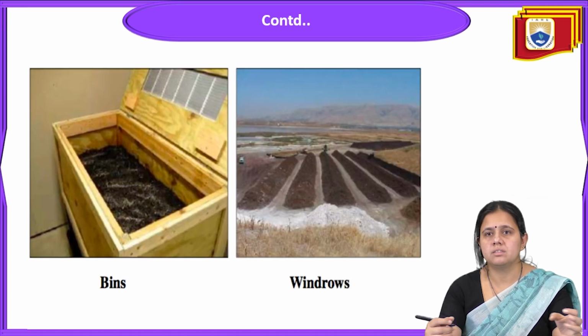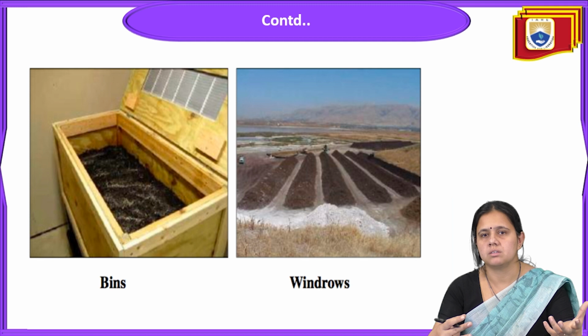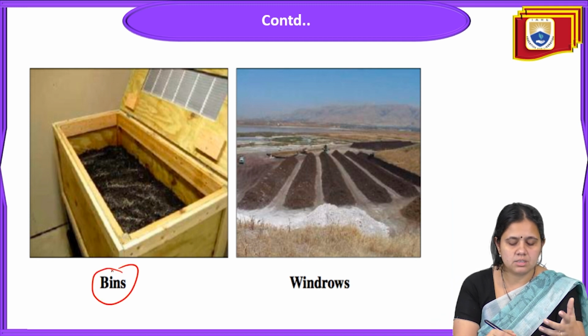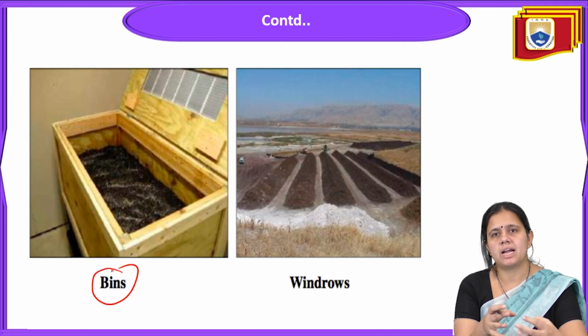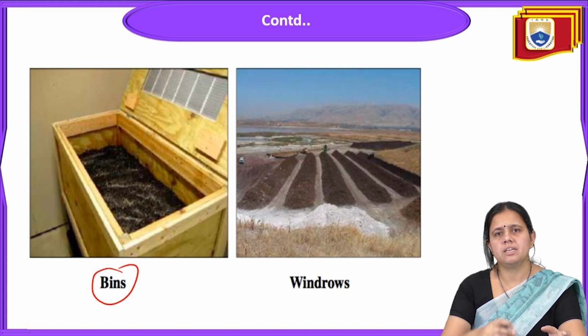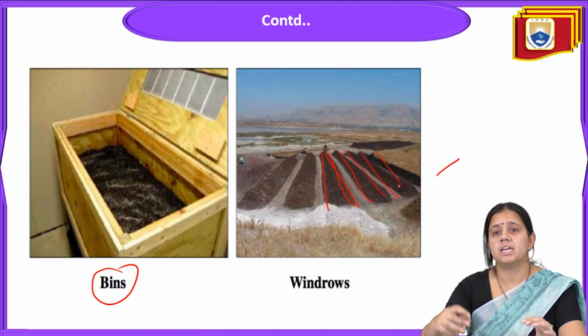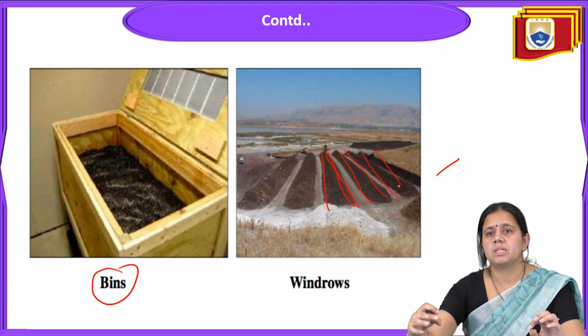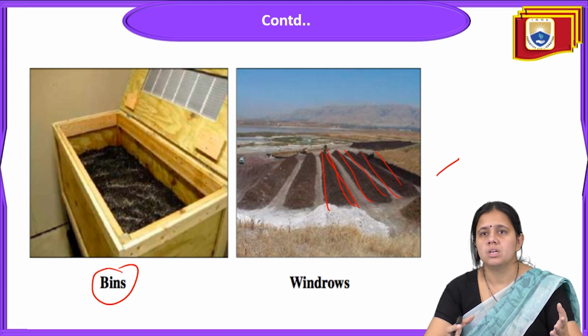You can see this is the picture of vermicomposting methods. This is the bin; here I have already explained that inside the bin we keep the solid waste and the earthworms, and we provide everything. This is a picture of a windrow, the windrow composting method. So composting is carried out by the windrow composting method and the bin composting method.